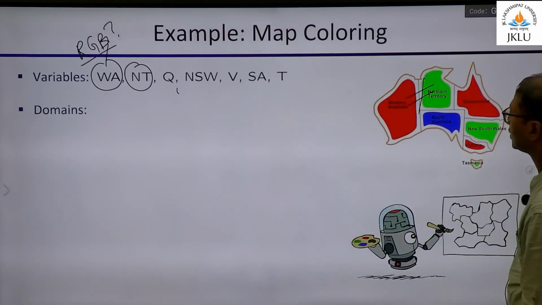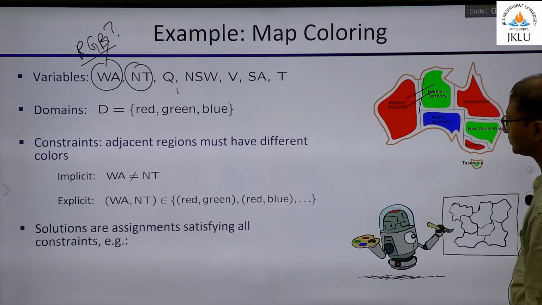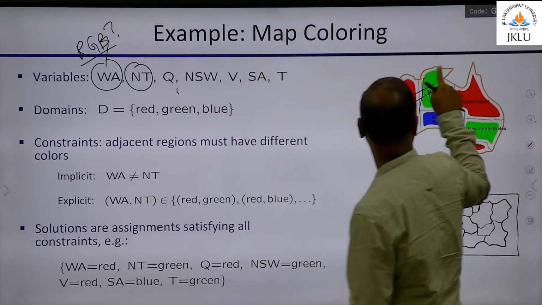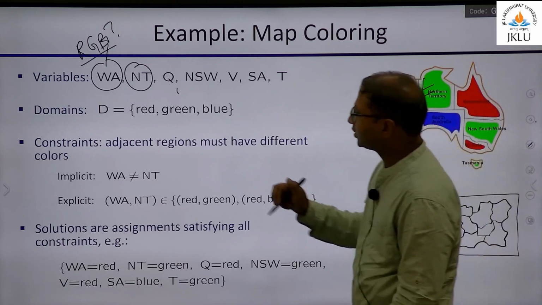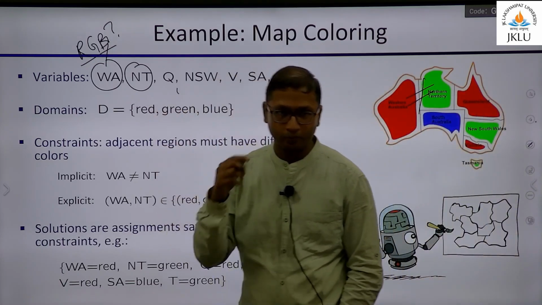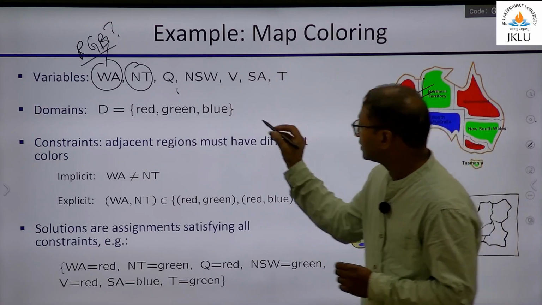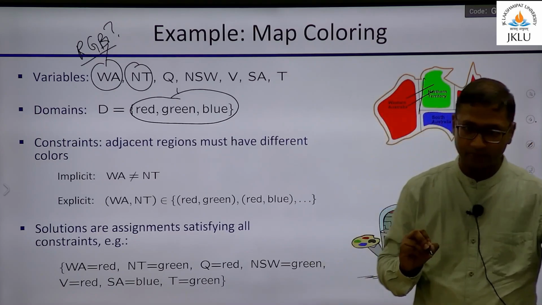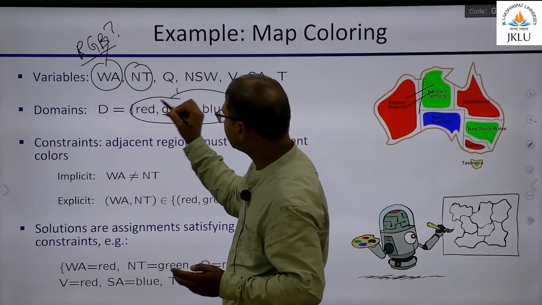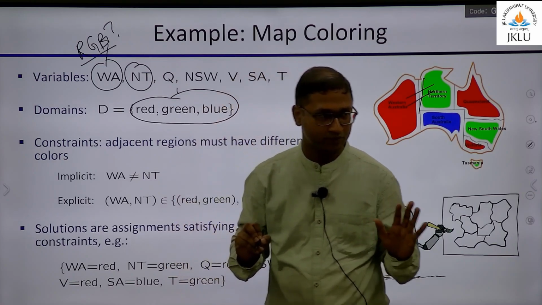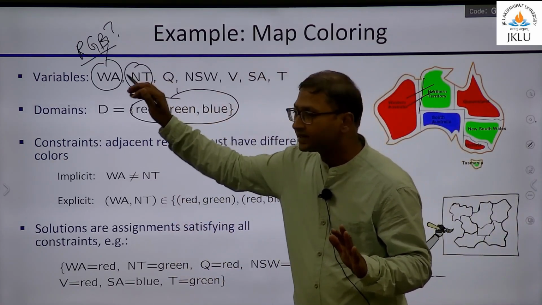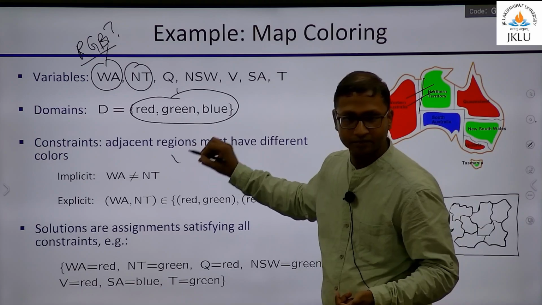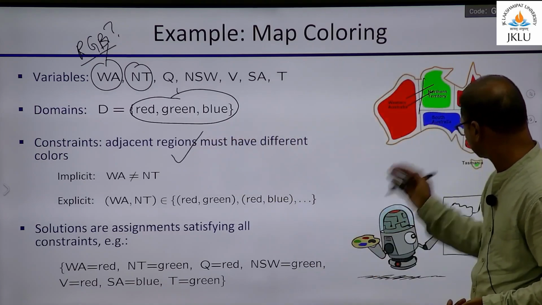So we talked about these things. Variables are 7, all these states. Domains are red, green and blue. This will be assigned to whom? Each of the variables, right? So each of the variables can take these 3 values. Now whether that coloring is legal or illegal, who decides that? Your constraints. Okay? And we continue.